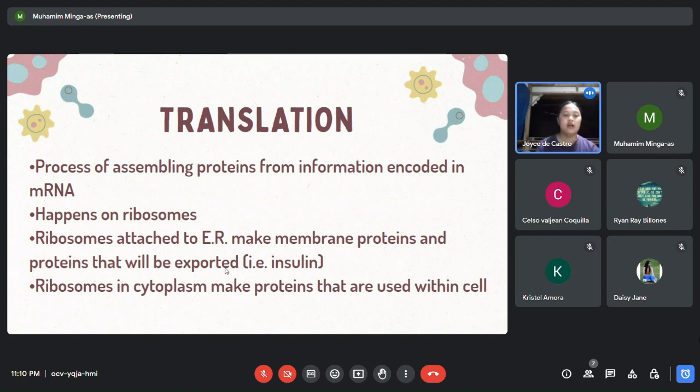So translation is the process of assembling proteins from information encoded in mRNA, and it happens on ribosomes. Translation in protein synthesis is the process where the information of mRNA is used to assemble amino acids into a protein. It occurs on ribosomes with tRNA molecules bringing the correct amino acid based on the mRNA codons, forming the protein sequence. Ribosomes attached to the ER make membrane proteins and proteins that will be exported. Ribosomes in the cytoplasm make proteins that are used within the cell.